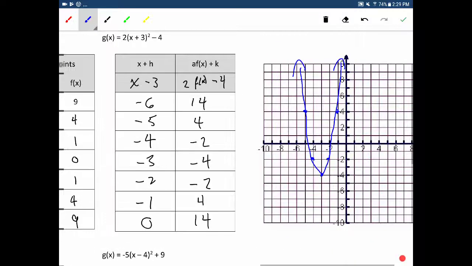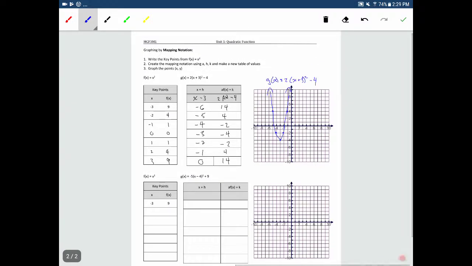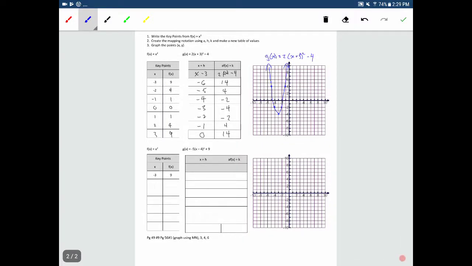And then we just have to label our equation. So we've got g of x equals 2 times x plus 3 squared minus 4. And that is it.